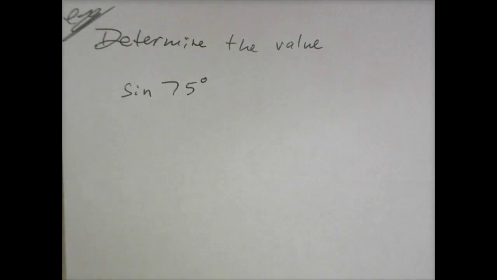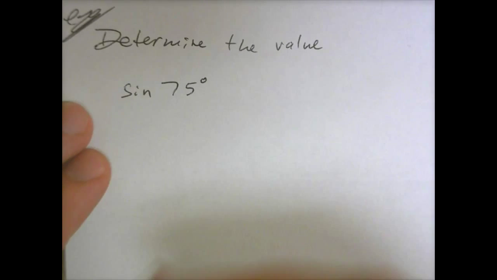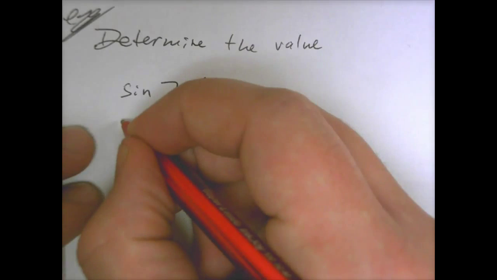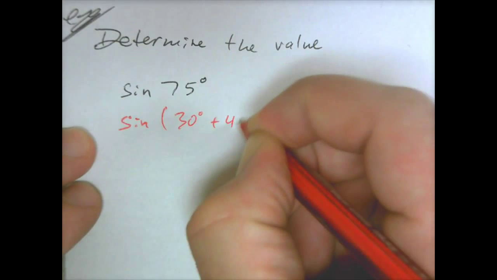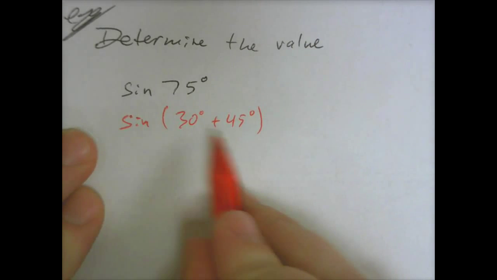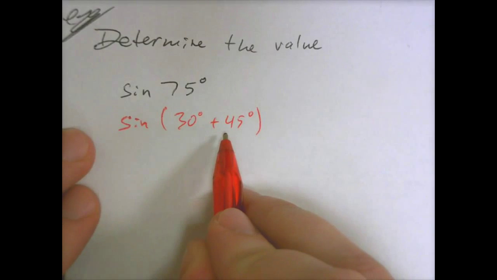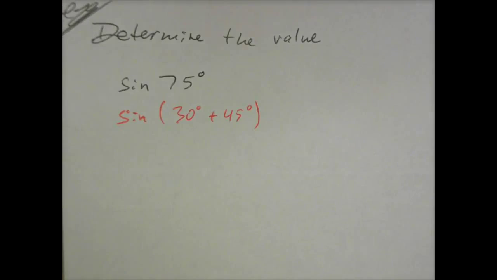All right, with this one, determine the value of sine of 75 degrees. I know that if I split this up into my reference angles, sine of 75 degrees is the same thing as saying sine of 30 degrees plus 45 degrees. So it has to be 75. The reason why I picked these is these are both angles that we have on our unit circle, or they are both our reference angles. So they are both things that we can evaluate for the sine function.